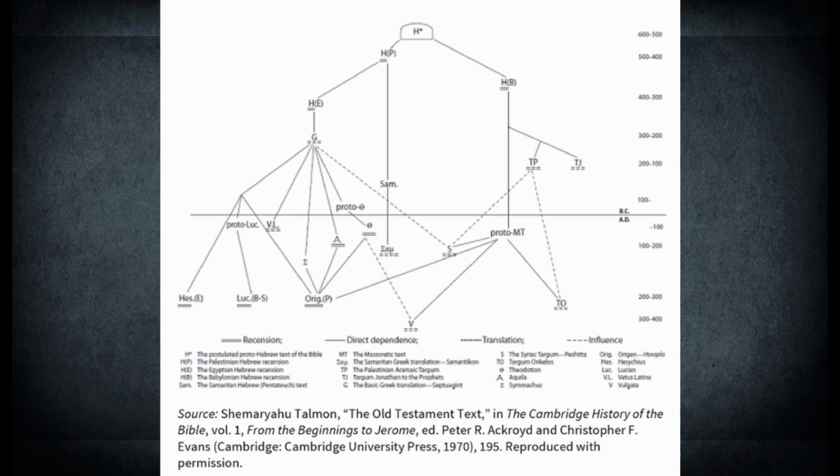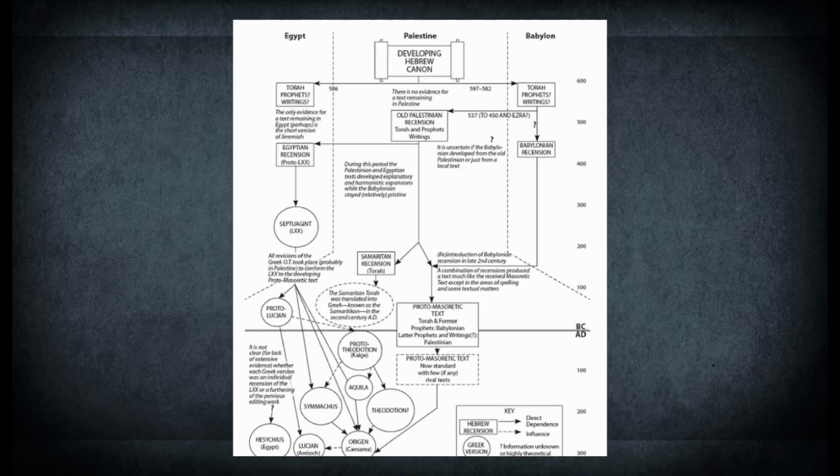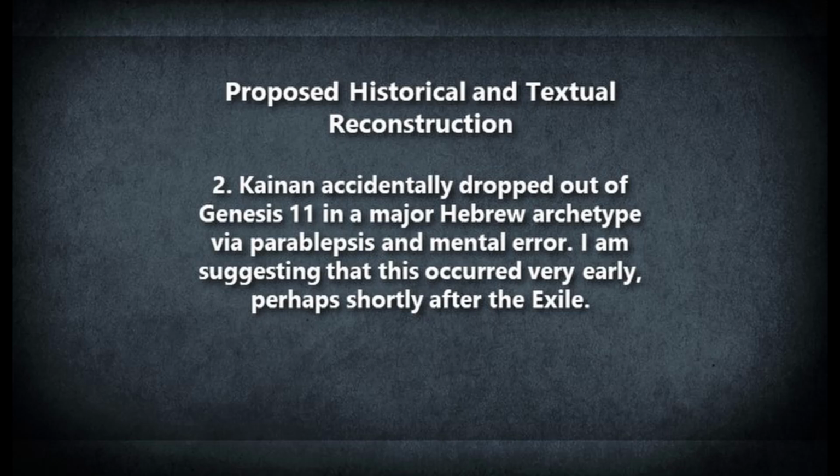Here's a very typical representation of the theories behind the development of the text and then its splitting apart. I'm not necessarily advocating this. It's just one representation that you'll find very common of the different archetypes that split up as a result of the Babylonian exile. And then here's another representation, very similar: Egypt, Palestine, and Babylon. And then you can see how messy things get with the Septuagint down here at the bottom. The church had 3 competing texts, as Jerome says, at his time. So I'm suggesting, and this is a little radical because you won't find this in the literature that I'm aware of, that Kanan dropped out of a major archetype by means of parablepsis and mental error.